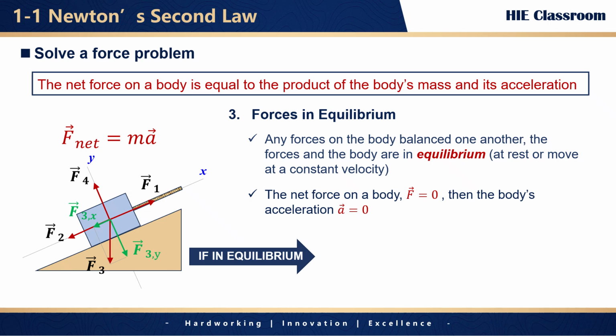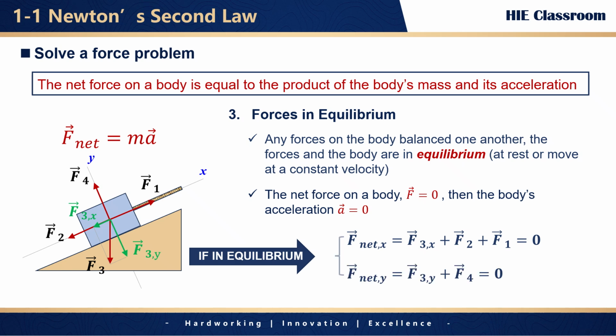Here, if this body is in equilibrium, then on the x-axis, F net x equals F3x plus F2 plus F1, which should be equal to 0. On the y-axis, F net y equals F3y plus F4, which should be equal to 0.